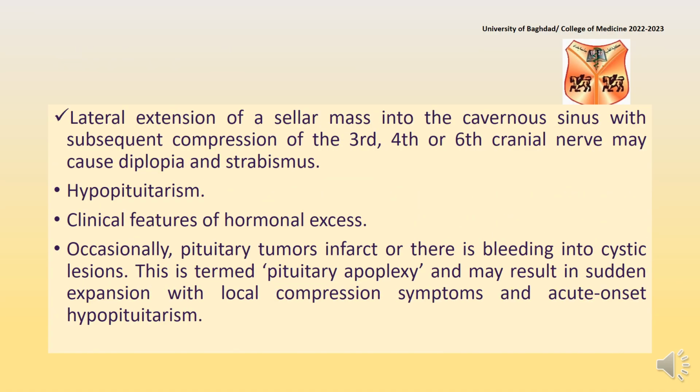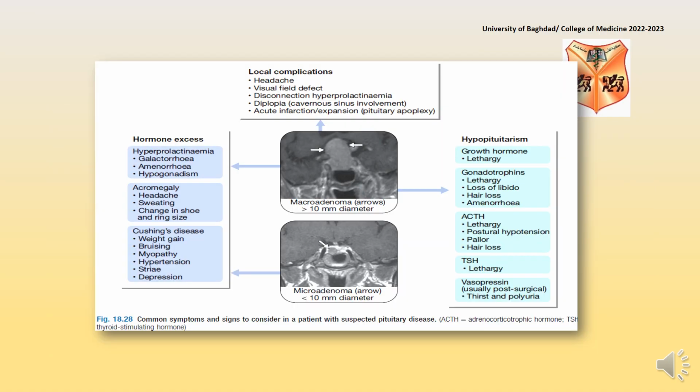Lateral extension of the sellar mass, as we mentioned in the anatomy, will go to the cavernous sinus with subsequent compression of the third, fourth, and sixth cranial nerves, causing diplopia and strabismus. Another presentation of pituitary tumors includes hypopituitarism and clinical features of hormonal axis excess, if it is a hormone secreting adenoma. Occasionally, pituitary tumors infarct or there is bleeding into a cystic lesion. This is termed pituitary apoplexy and may result in sudden expansion with local compression symptoms and acute onset hypopituitarism.